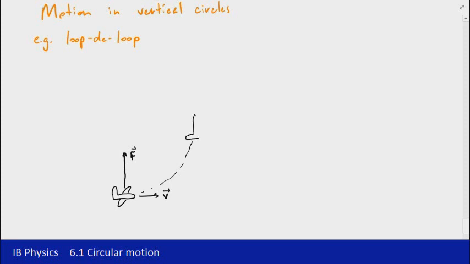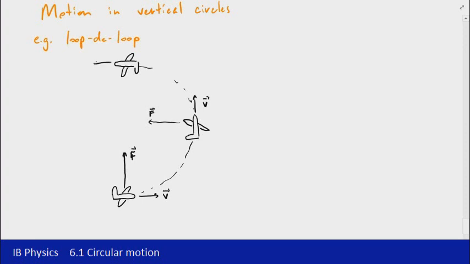So it's now going vertically, and again velocity is now in an upwards direction. Centripetal force is still going to be towards the center of that circle, and then again it's going to start to travel around the circular path. It's now going to be upside down as it continues the loop-to-loop.